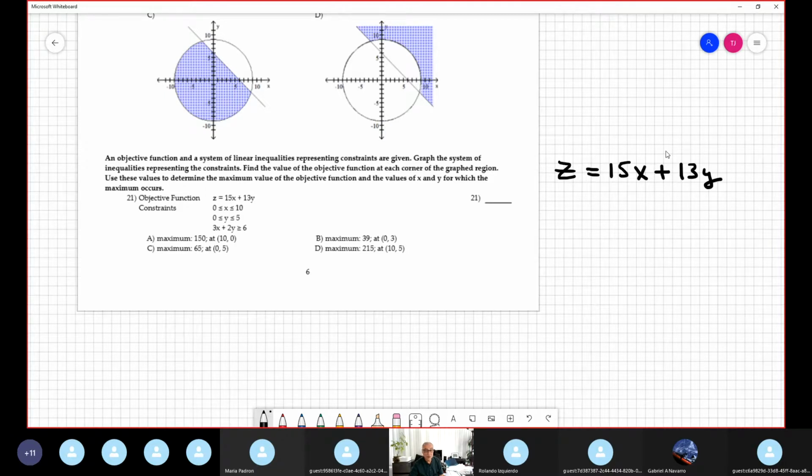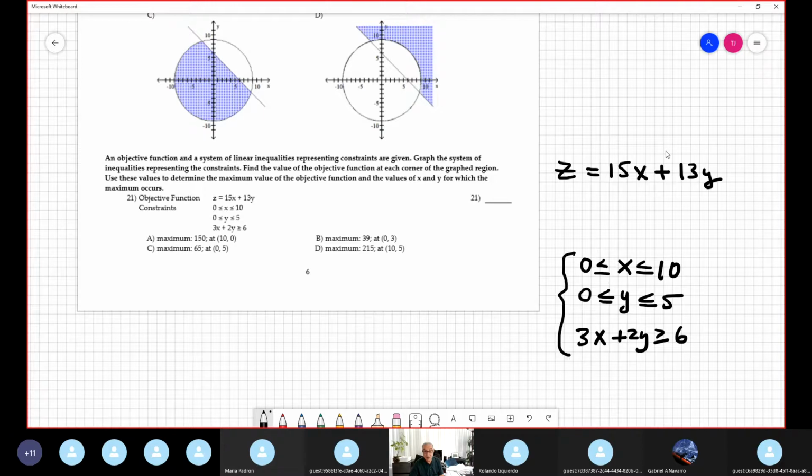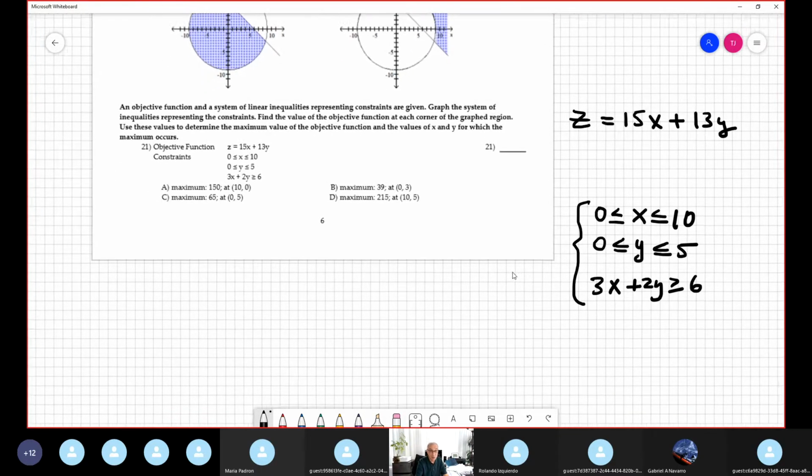This is the objective function. And separately from the objective function, we have the constraints. The constraints in this problem are: x between 0 and 10, y also between 0 and 5, and 3x plus 2y greater than or equal to 6. This is the system of inequalities that represents the constraints. This constraint generates one specific figure that you see now. We can do it by hand, but no.